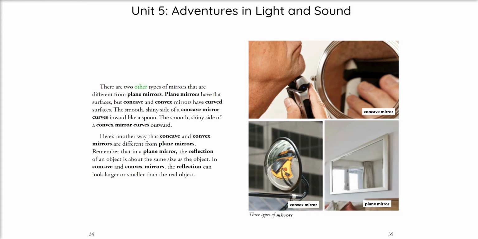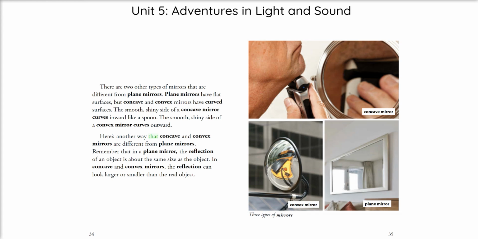There are two other types of mirrors that are different from plane mirrors. Plane mirrors have flat surfaces, but concave and convex mirrors have curved surfaces. The smooth, shiny side of a concave mirror curves inward like a spoon. The smooth, shiny side of a convex mirror curves outward.